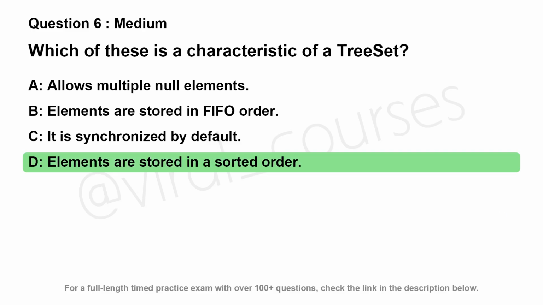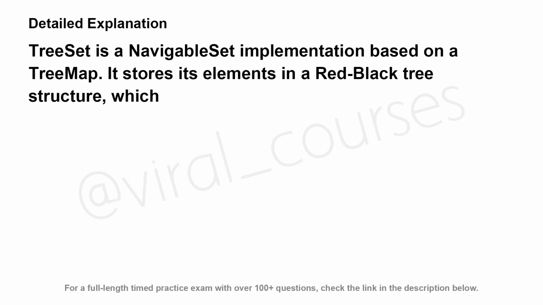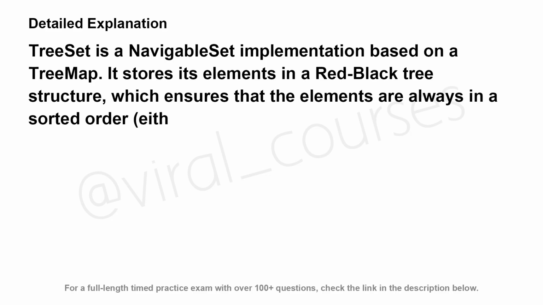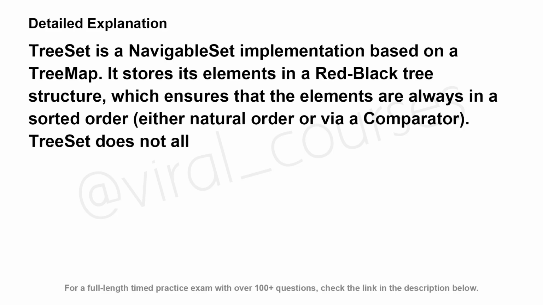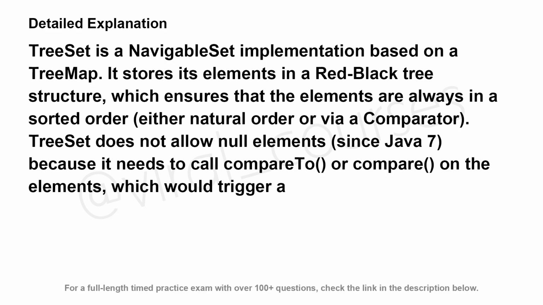The correct answer is D. TreeSet is a navigable set implementation based on a TreeMap. It stores its elements in a red-black tree structure, which ensures that the elements are always in a sorted order, either natural order or via a comparator. TreeSet does not allow null elements since Java 7, because it needs to call compareTo or compare on the elements, which would trigger a NullPointerException.